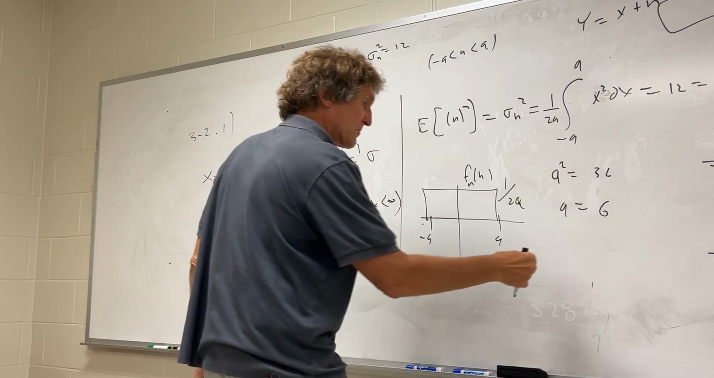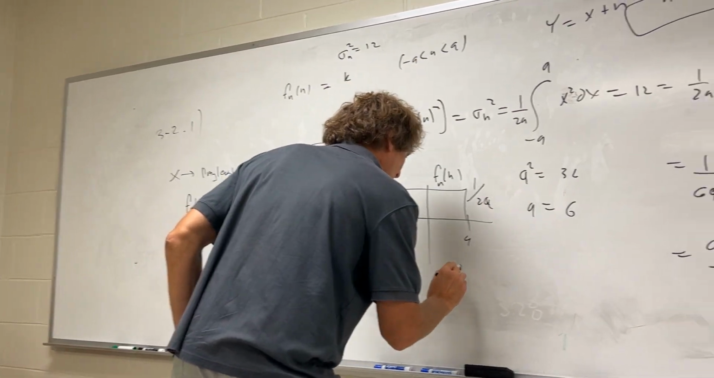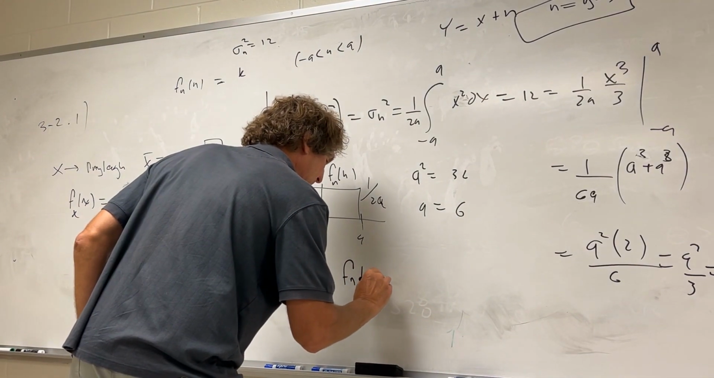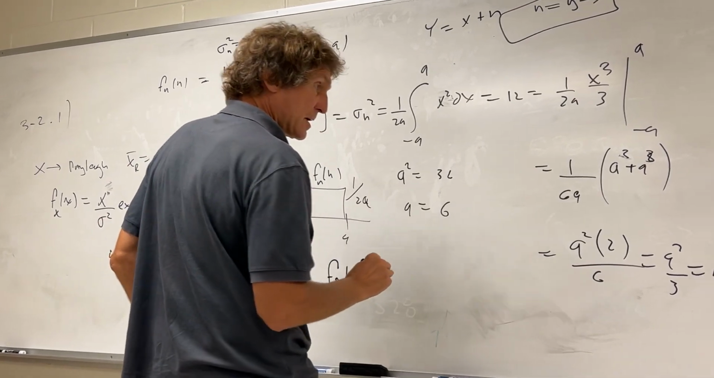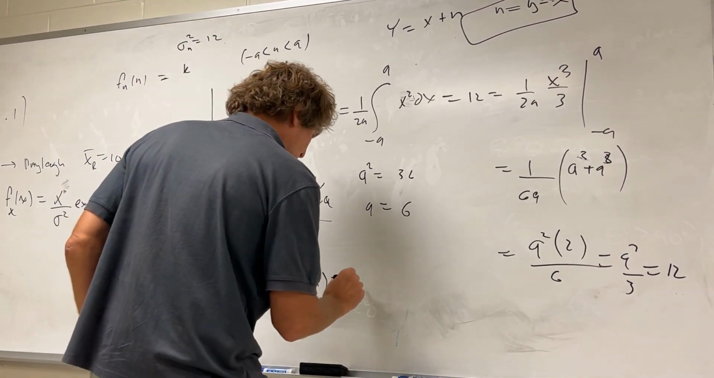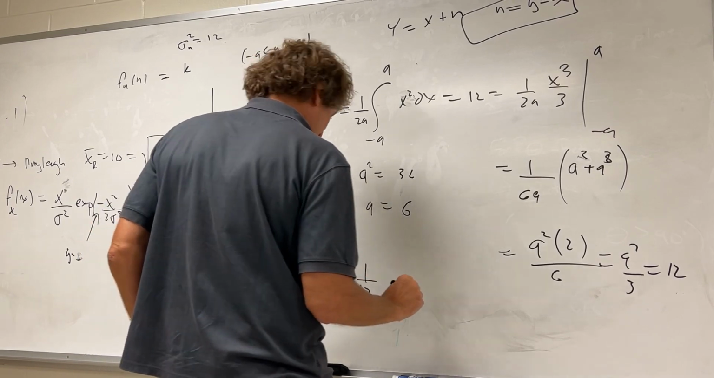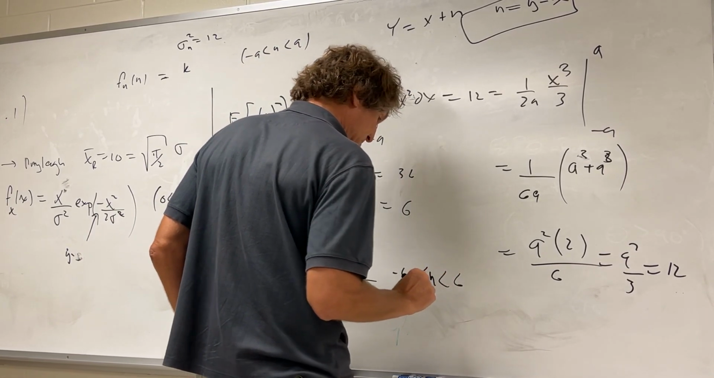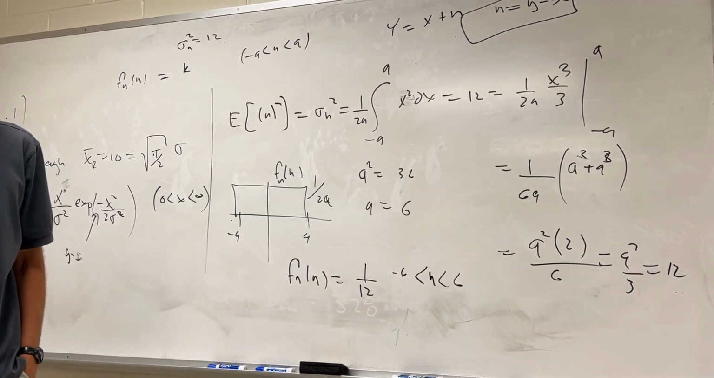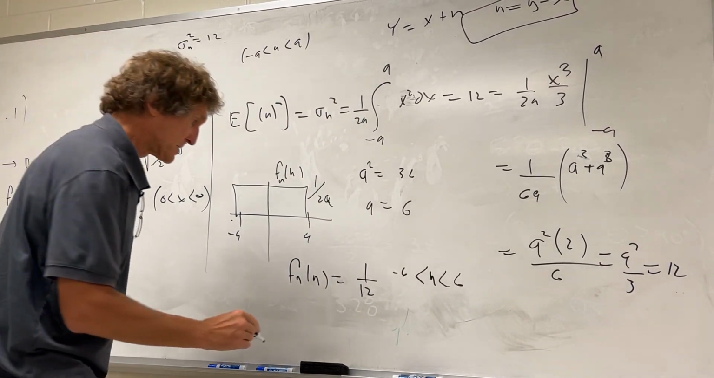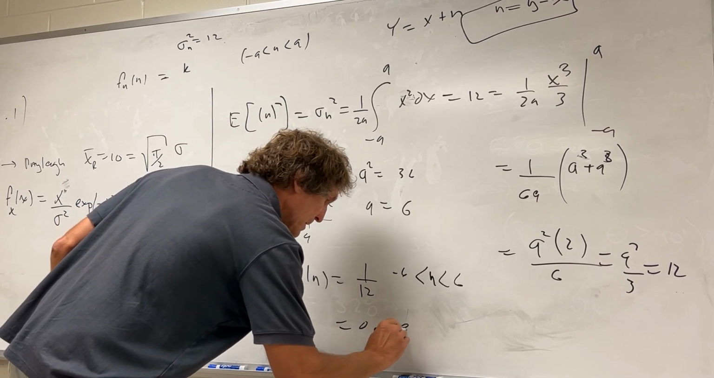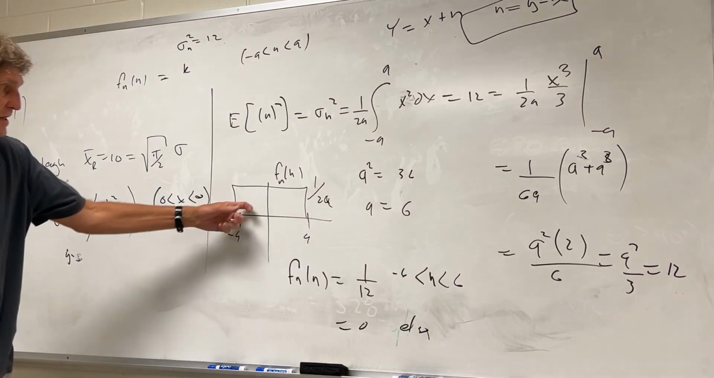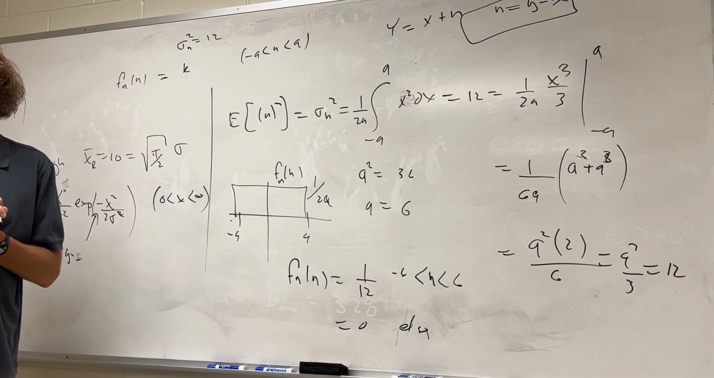I should have written the functional form of this. I'm going to do it. I know f of n now is equal to simply 1/12, and this is for n greater than -6, less than 6. Do y'all agree with that? In other words, it's 0 else. This is 0 else. This is the noise, because they said it's evenly distributed and they give you the variance.